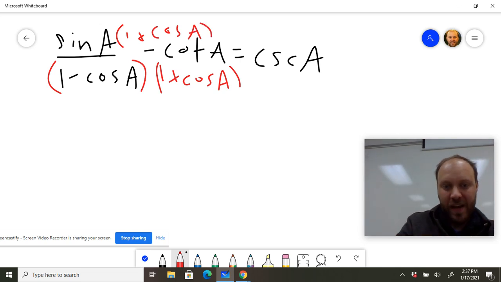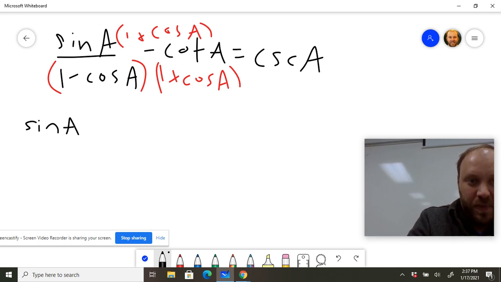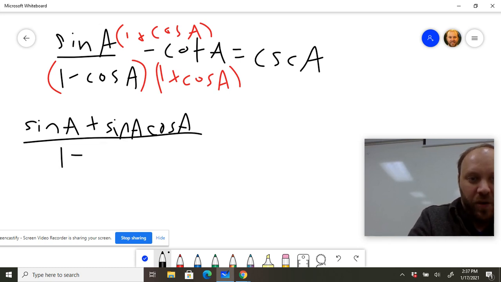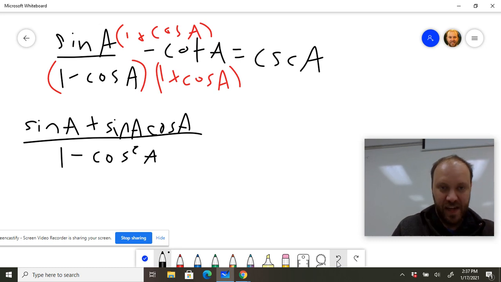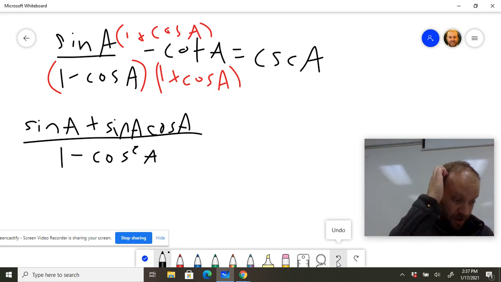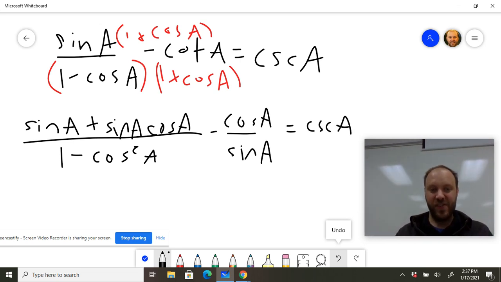Okay, what I'm going to end up with on top, I get something that doesn't look simple in any sense. I get sine of a plus sine of a cosine of a. On the bottom, though, if you FOIL that out, you get 1 minus cosine squared of a, which is the same thing as sine squared of a, which I think is going to be helpful. Now we have minus a cotangent of a, and cotangent is cosine of a over sine of a. So I'm going to go ahead and write it in that form. And I want this to be equal to the cosecant of a. Okay. And right now it's still a huge mess.